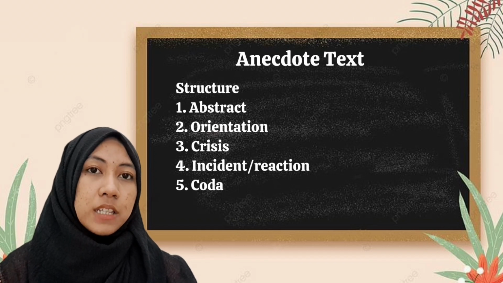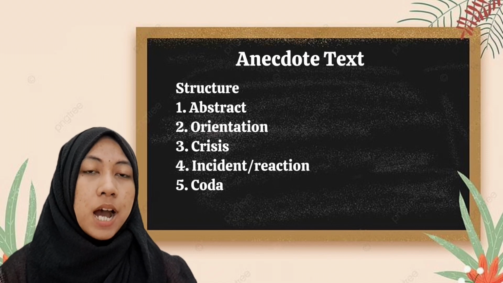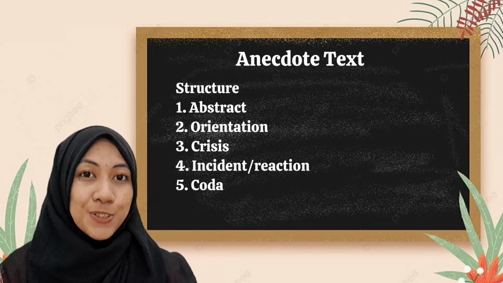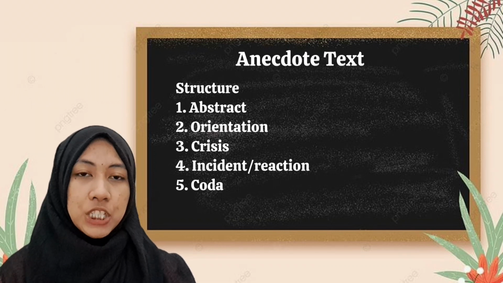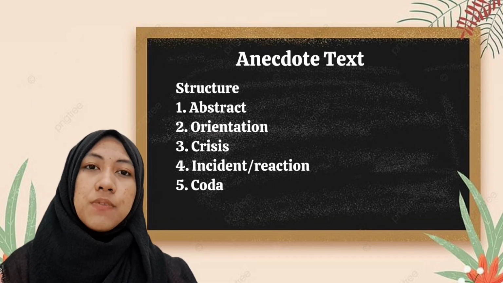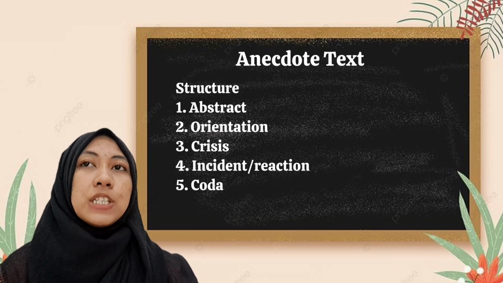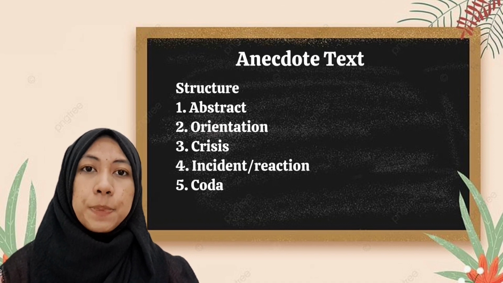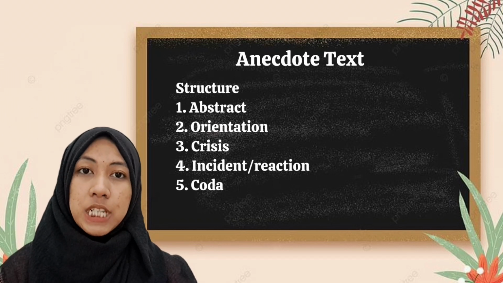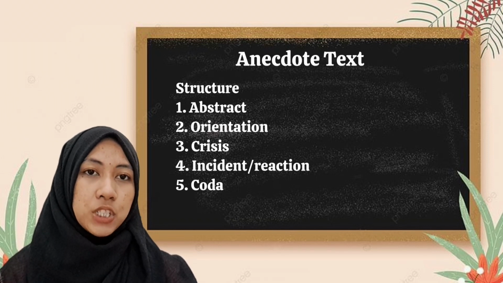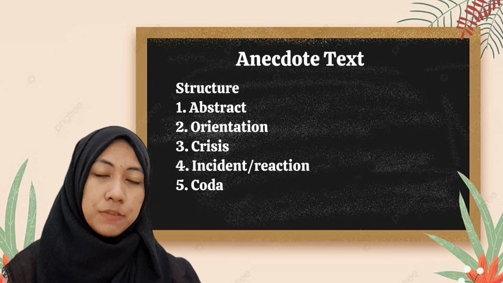Abstract is the first part of anecdote text, which contains excerpts from unique or unusual events that can attract attention. Then orientation. We will find orientation, which contains an introduction to the characters, time, and place, the setting of the story being told. The section has the same function as the orientation section in narrative text we have talked about.